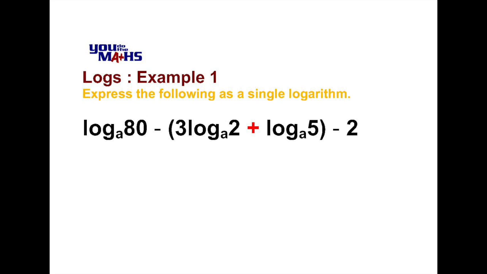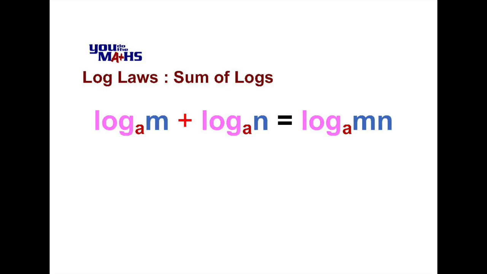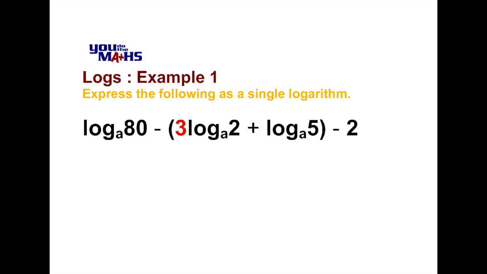And if we revisit our log law from before, we can see that if we have a sum of logs, they combine to form one log with the product of the terms, in this case m and n, but there are no values out the front of the logs. So going back to our original example, if we're to apply the log law involving a sum of logs, we need to somehow remove that 3 so that we just have a sum of 2 log terms.